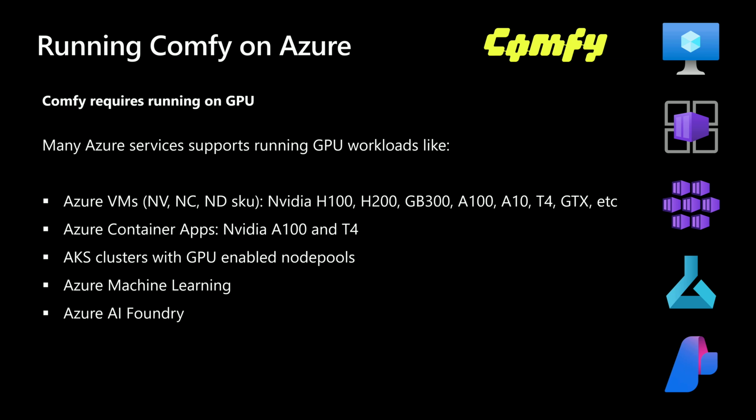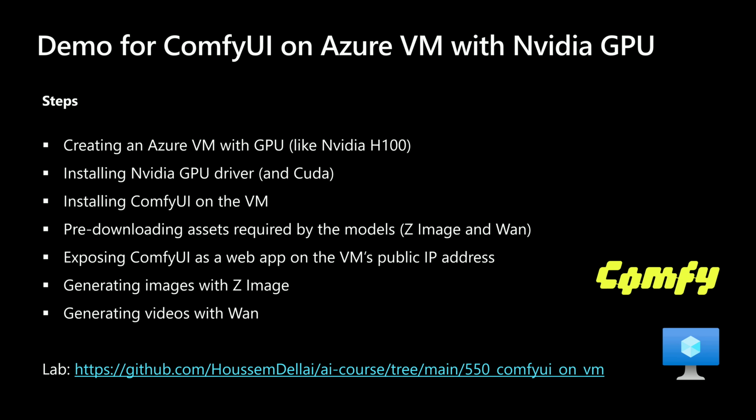It can also run on AKS clusters, because with AKS you can create node pools that are powered by Nvidia GPU. And it can also run on Azure Machine Learning and Azure AI Foundry, as those two services run GPU VMs as managed services. Let's now get into a demonstration where we'll run ComfyUI on Azure VM. So for that, we'll go through different steps, from provisioning the infrastructure to testing the tool to generate images and videos. And that's for the next part of this video.